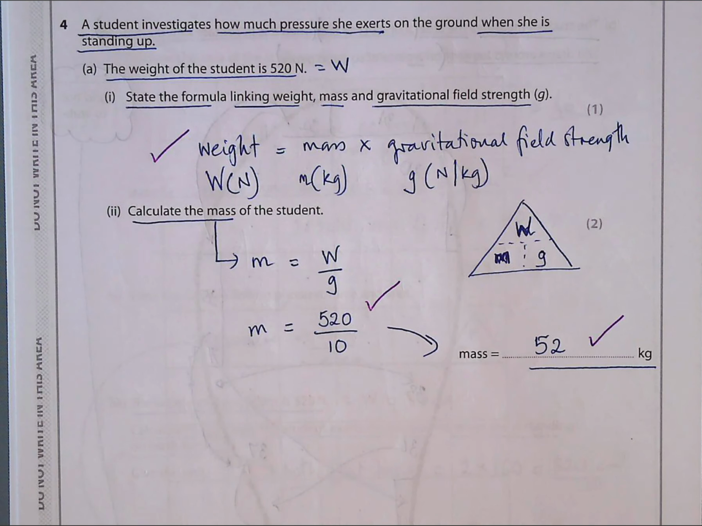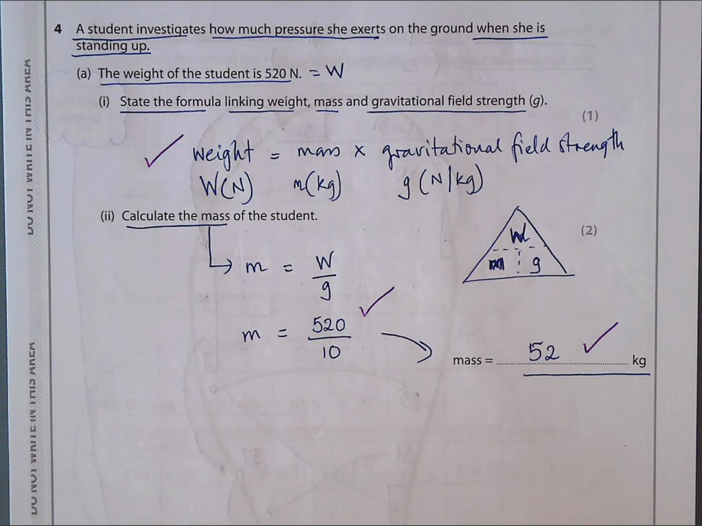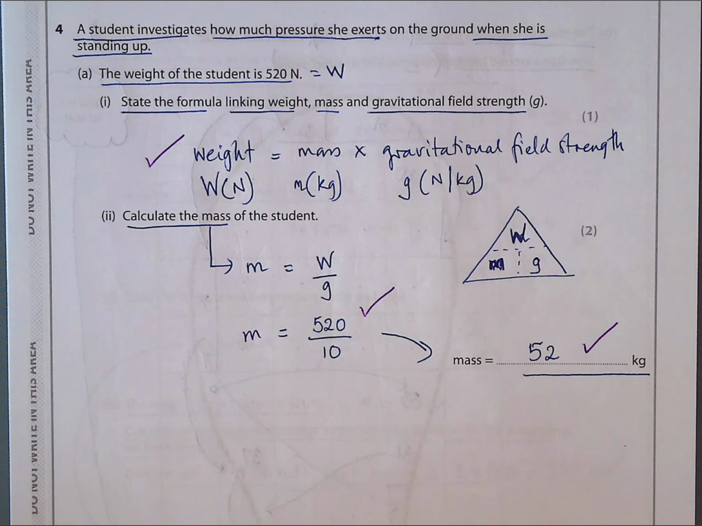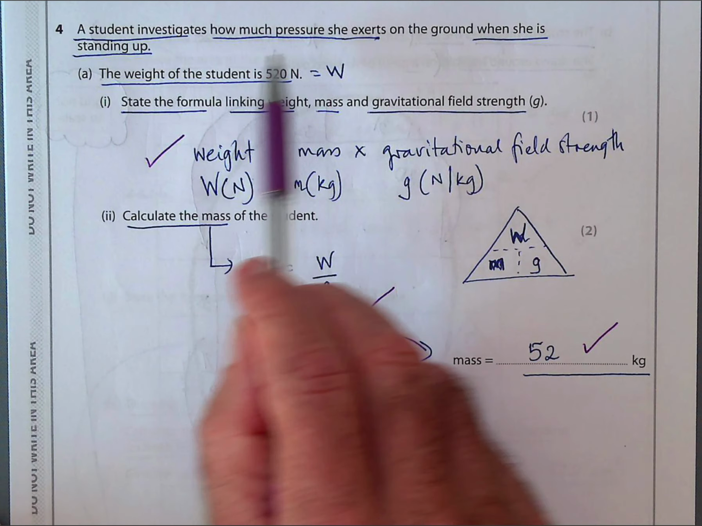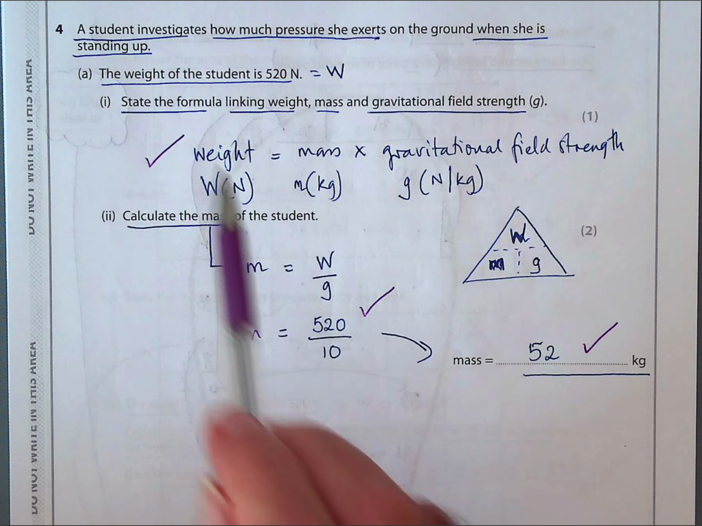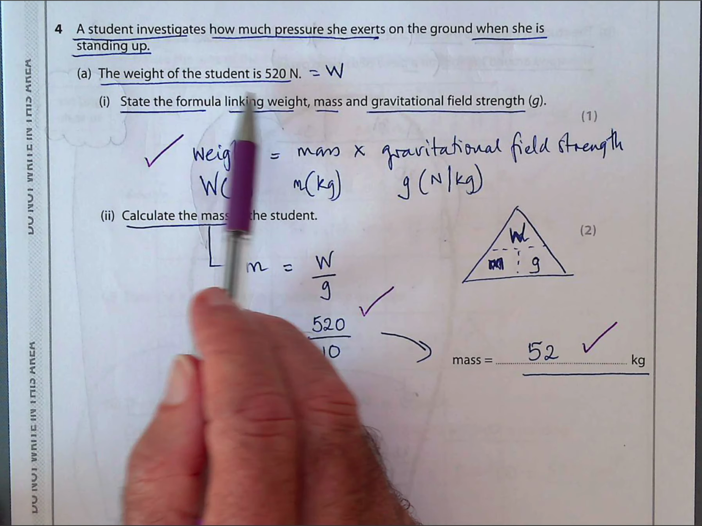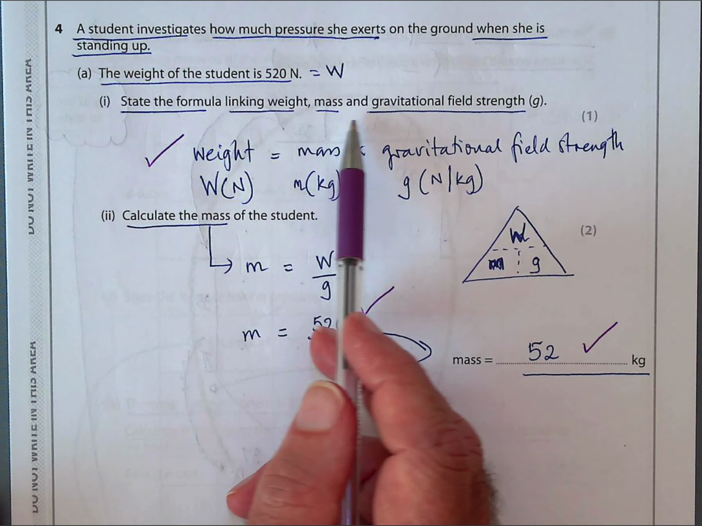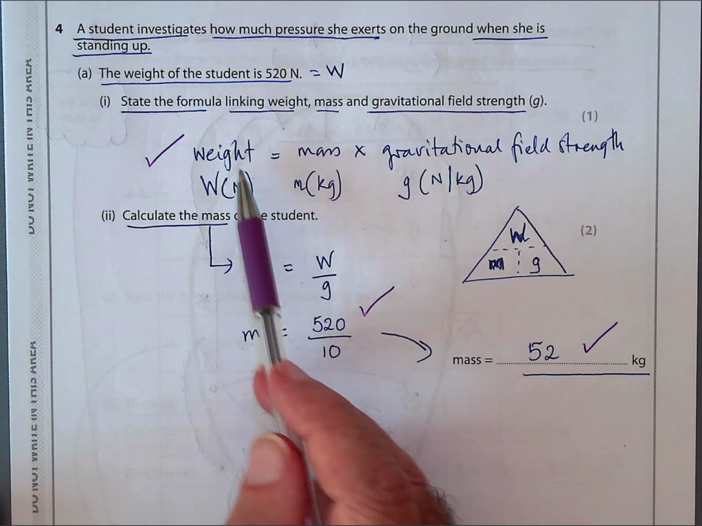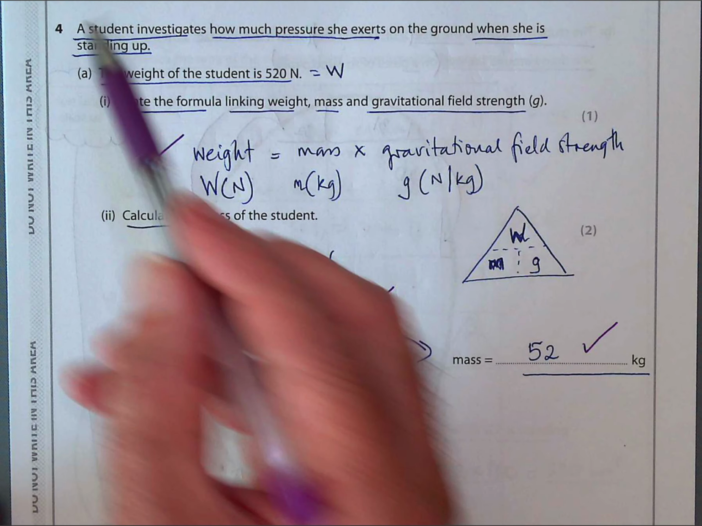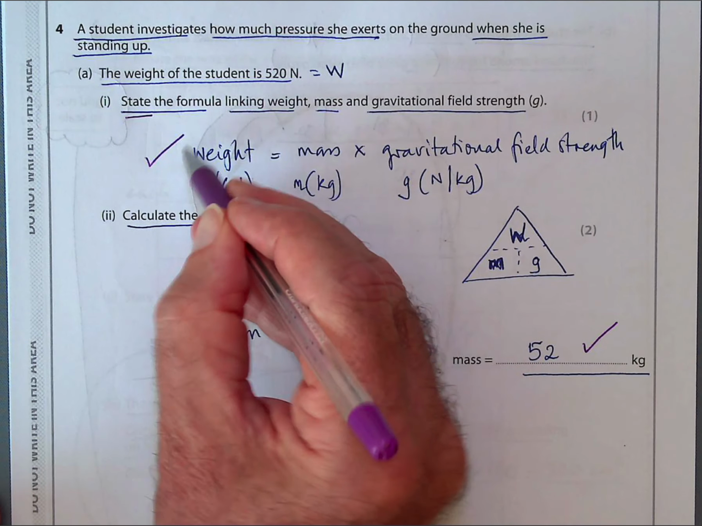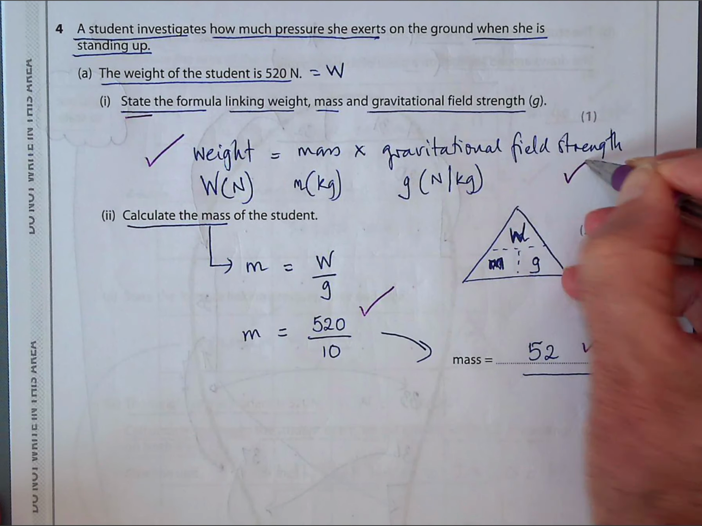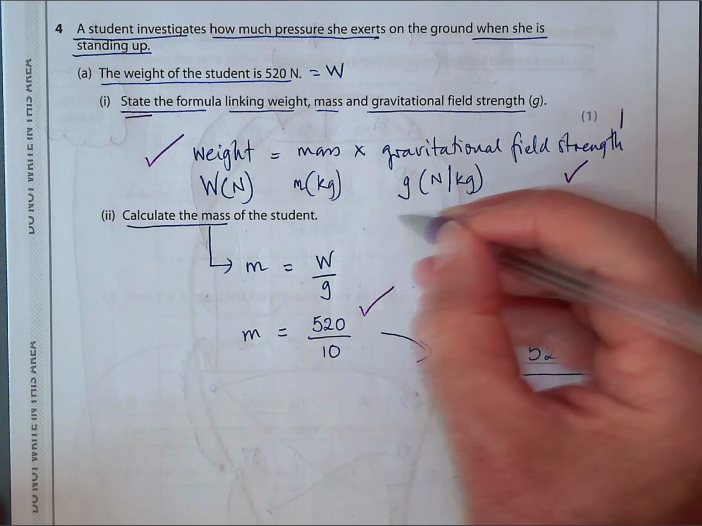And we continue on. Question 4. Okay? Question 4, it says a student investigates how much pressure she exerts on the ground when she's standing up. Okay? The weight of the student is 520 newtons, and the formula linking weight, mass, and gravitational field strength is required. So you've got to be able to state it. So if you can state it, you will get 1 mark for stating it. Okay? So there's 1 mark.